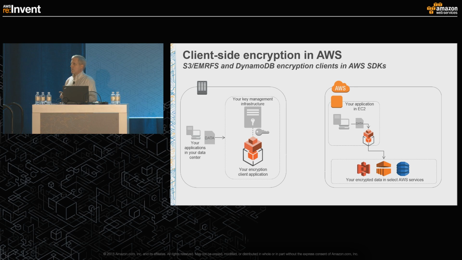That same application code could be running on top of EC2 in your instance. Again, you connect to your key management infrastructure to pull keys. Ultimately, the AWS service that now has your data is just seeing ciphertext. And if you need to decrypt, you just reverse the process. This is how it works with the Amazon S3, EMRFS, and Dynamo encryption clients.